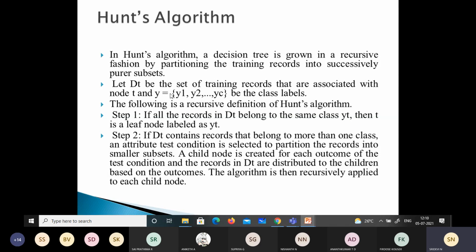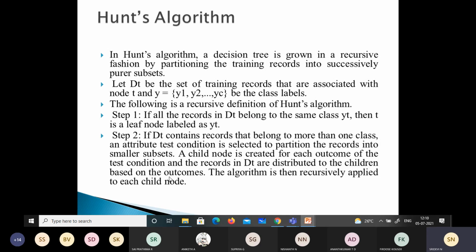Suppose Dt is the set of training records associated with node t, and y is the class label. Suppose we have training records and some class labels. Then how do you follow this recursion, or how do you partition the training records using Hunt's algorithm? These are the two steps we will follow.